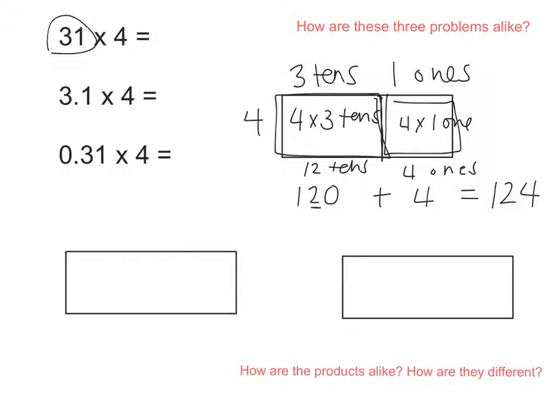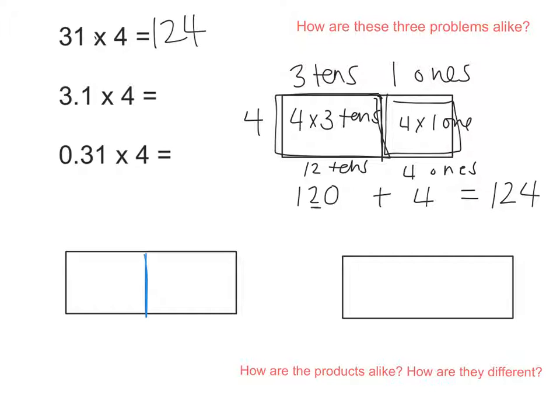So we know that 31 times 4 is the same as 124. Go ahead and write that down. Now let's try this next one. 3.1 times 4. I'm going to use this tape model, or area model here. Do I have any 10s this time? No. Do I have any 1s?